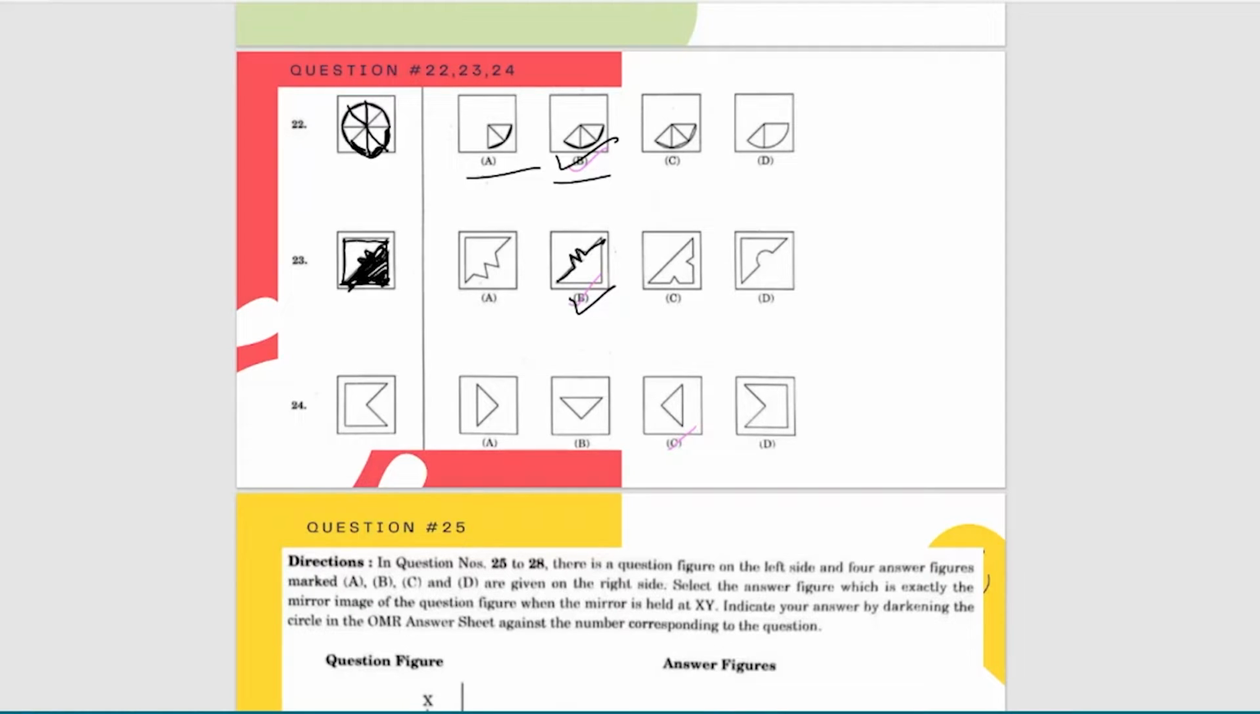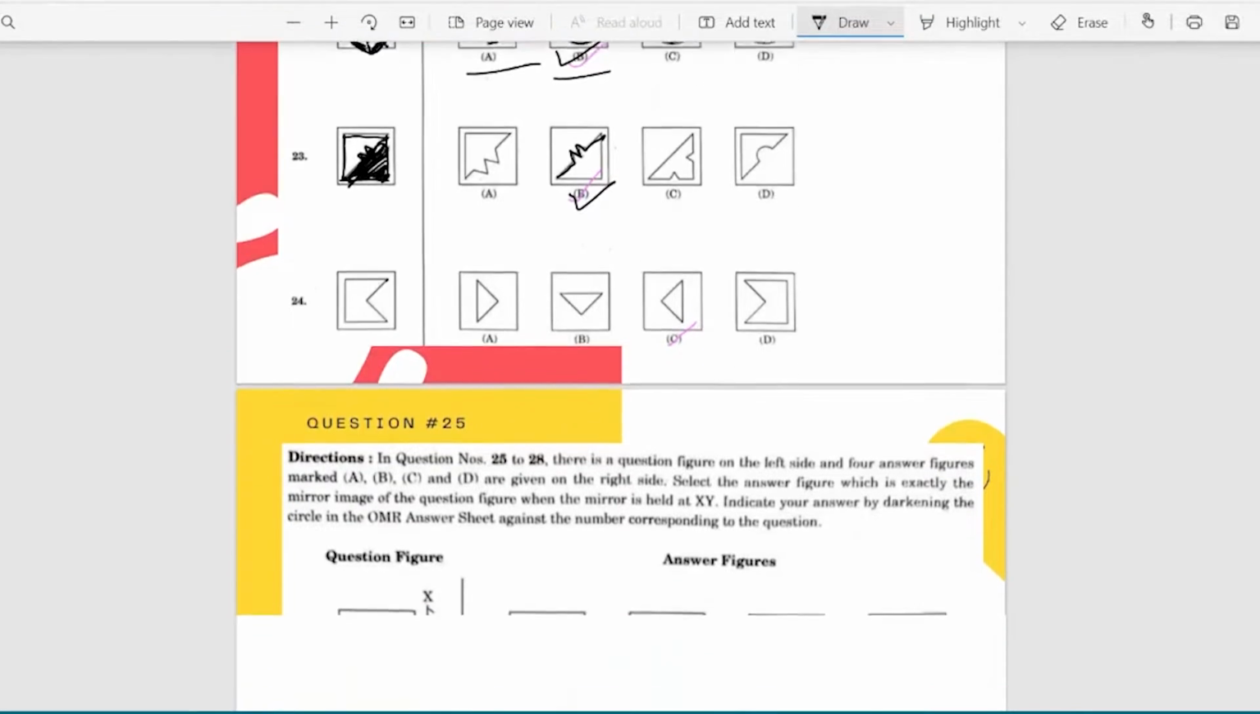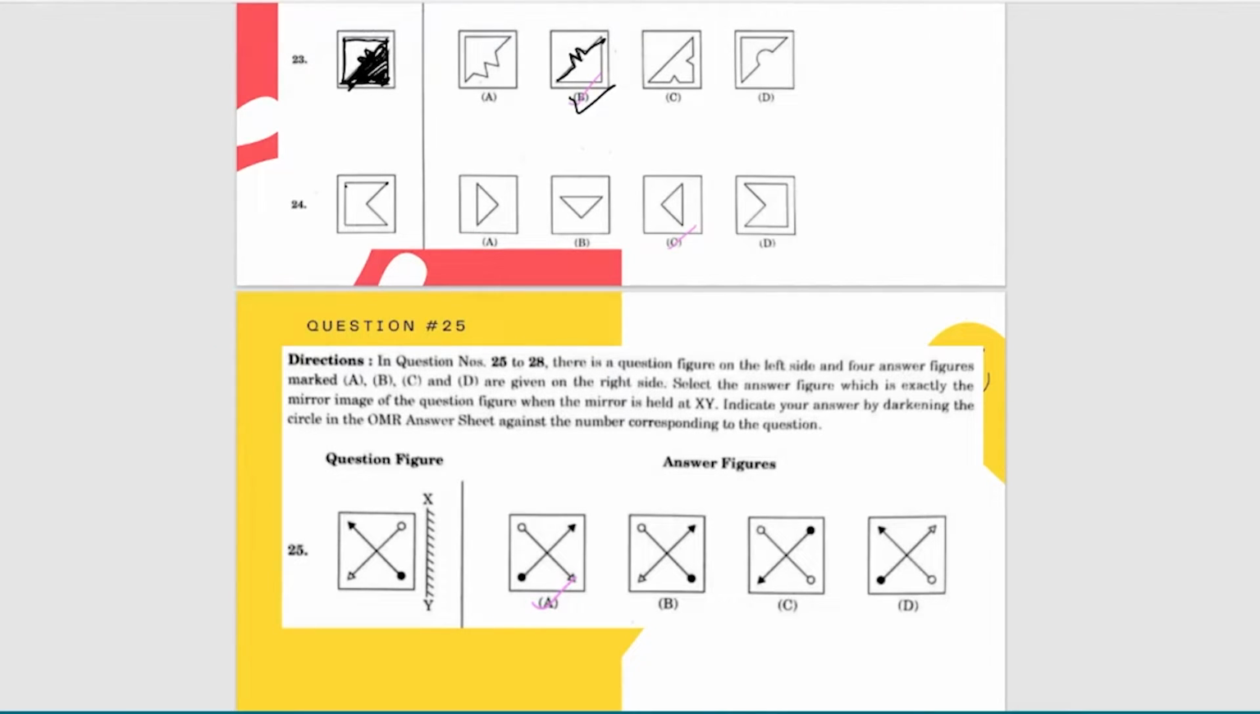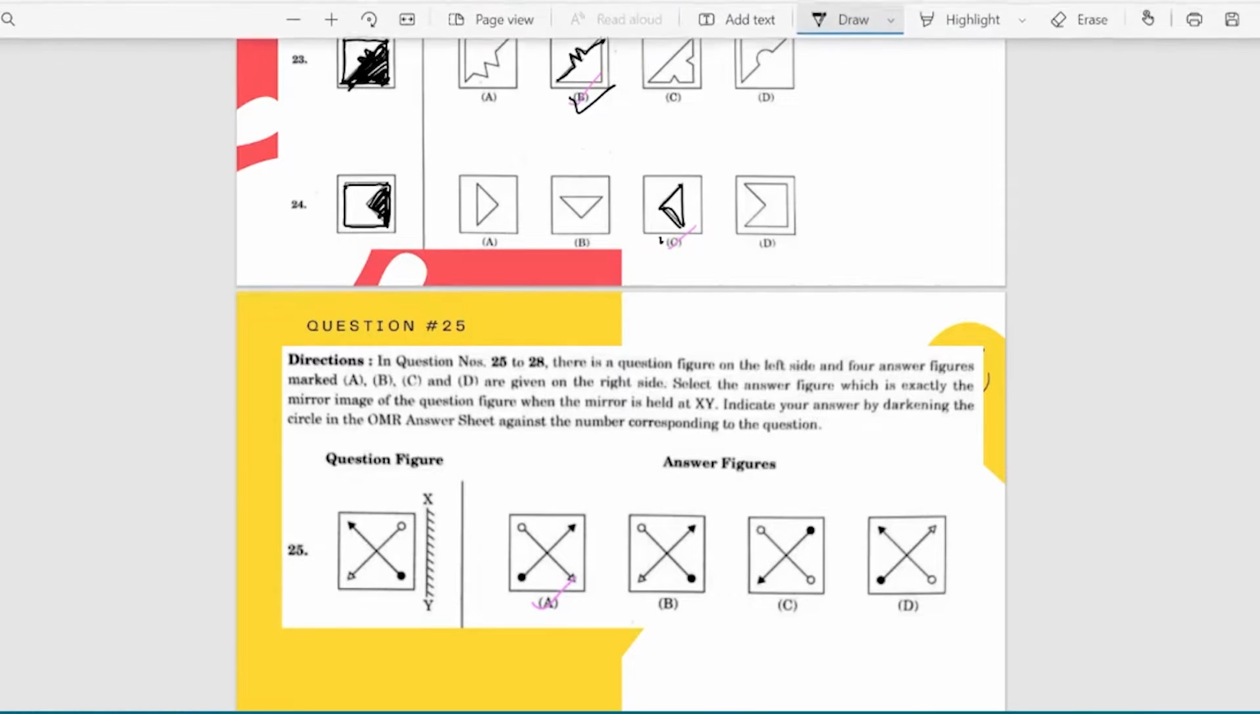So now we can see in question number 24 also there is an incomplete square. So let's complete it. So we can see that to complete the square, we would need a triangle that looks like this. So we can see that the triangle that looks like this is option number C. So C is the correct answer.